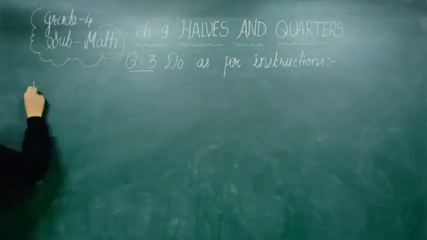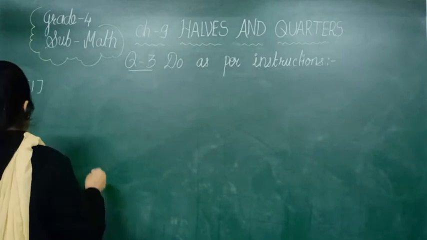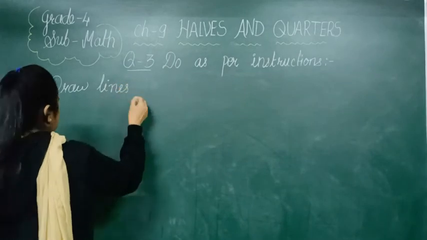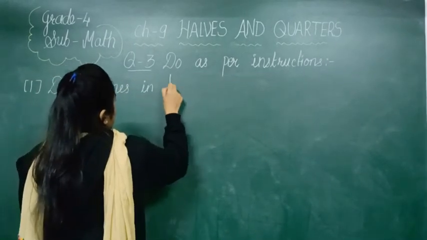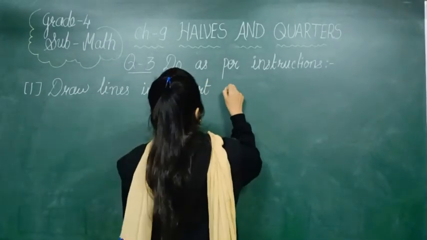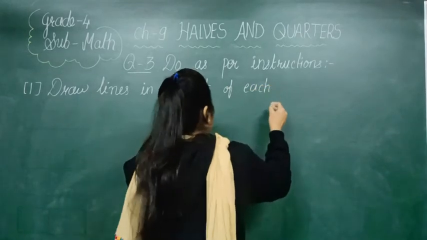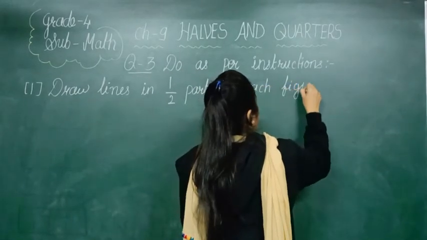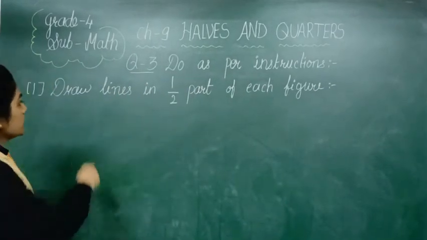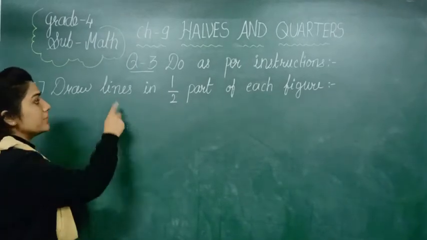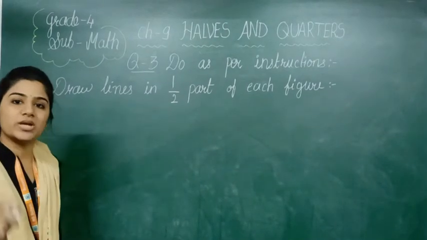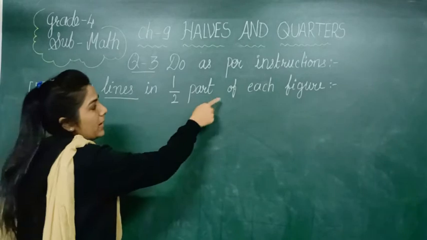So in that, first sub question is draw lines in one upon 2 part of each figure. See, sub question is draw lines. That means it is already mentioned here that we have to do the shaded, not shaded exactly, but instead of the shaded we have to draw the lines in 1/2 part of each figure.